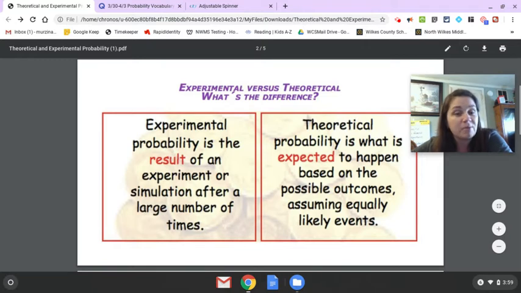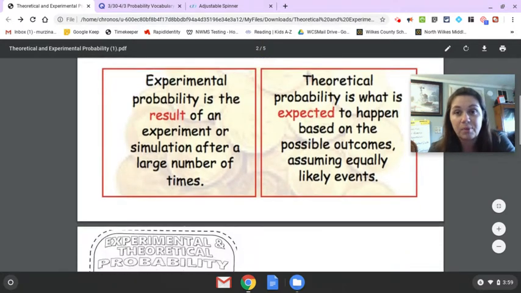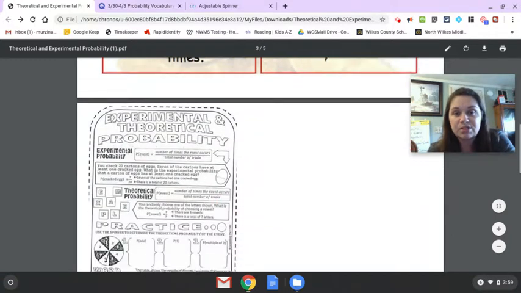The experimental probability is the result of an experiment or a simulation after you do it a whole bunch. The way to replicate a good science experiment is to be able to do it over and over and get the same results. So we can relate this to science too, especially when you collect data. Your data should become a lot more accurate the more trials you do of an experiment. And we'll talk about that a little bit later, probably in science. So let's look at this first page.